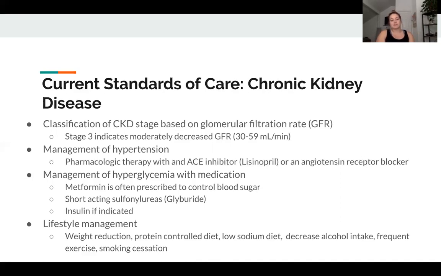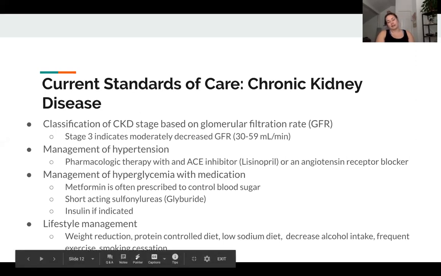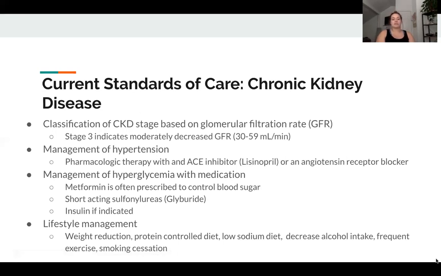A lot of the times it's pharmacological therapy with an ACE inhibitor like lisinopril or an angiotensin receptor blocker. And then we're also going to really want to manage his hyperglycemia with medication. Metformin is often the oral agent that's prescribed to control people's blood sugar. Sometimes also short-acting sulfonylureas like glyburide, and then insulin if indicated, if that's needed to help get tighter control.